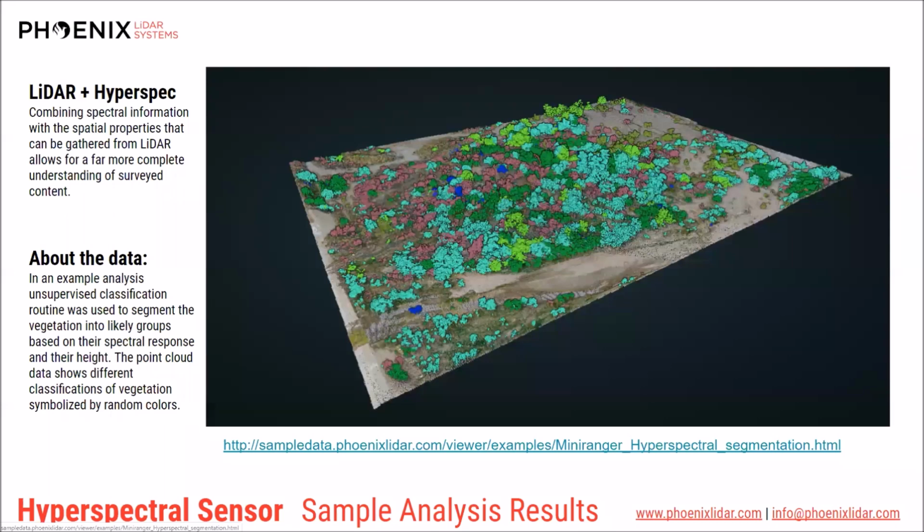These groups are symbolized in the LiDAR point cloud by random unique colors that you can see in the screen grab. So this is just one example of how we've been able to combine these two remote sensing technologies. You can take a closer look at this example on Phoenix's website.